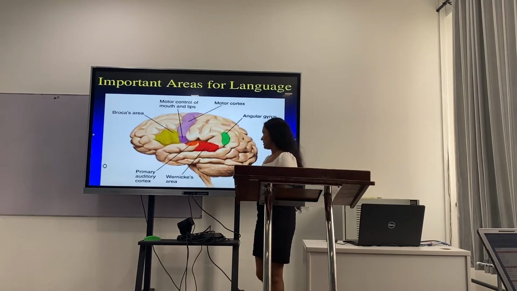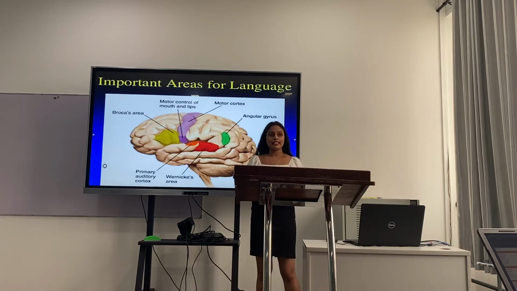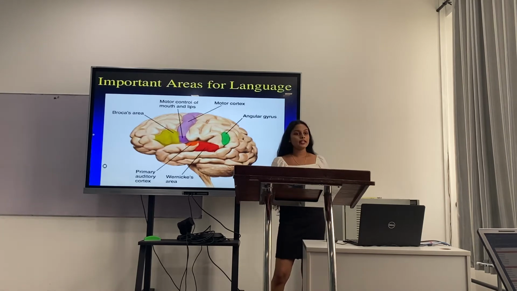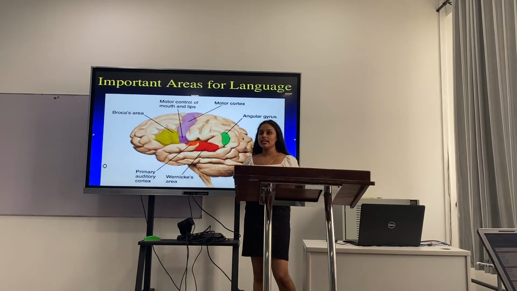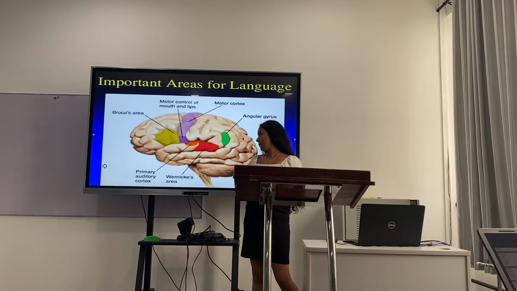the speech takes place. The next area I'm going to talk about is Broca's area, which is highlighted in light green, and that is the area known as the speech production center. That area is involved in producing the vocal and sign language patterns of speech, and it is also located in the left frontal lobe of the brain.